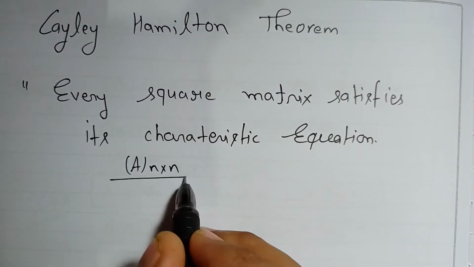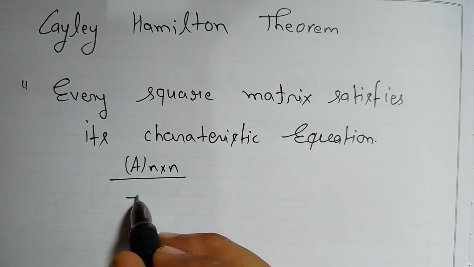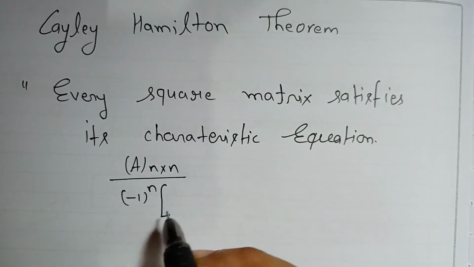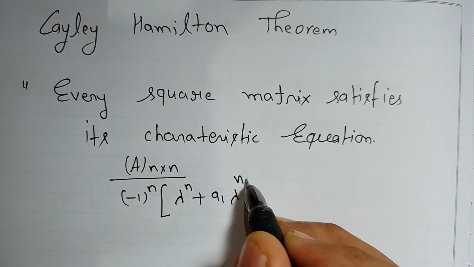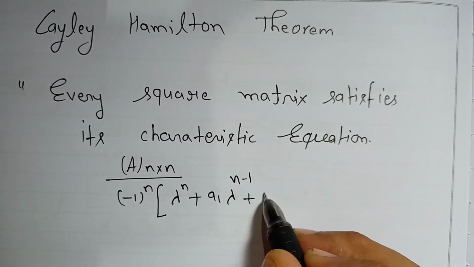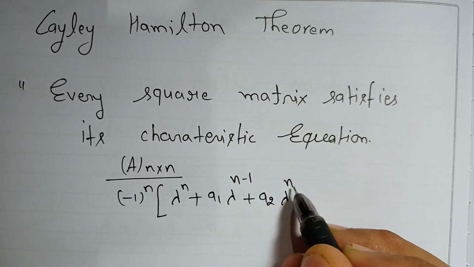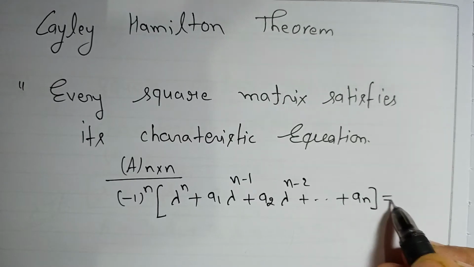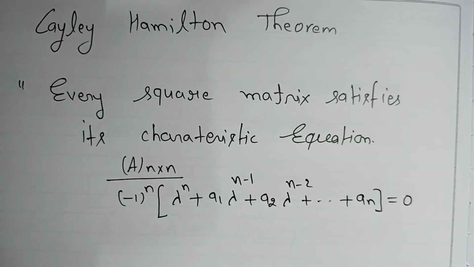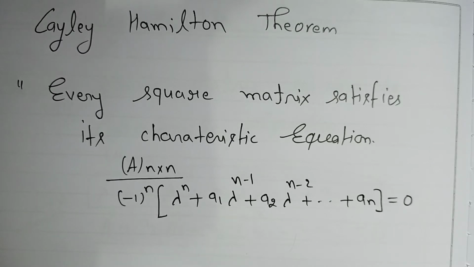So if you write the characteristic equation, that is (-1)^n lambda^n + a1 lambda^(n-1) + a2 lambda^(n-2) + ... + an = 0. So this is the characteristic equation. This theorem says that the matrix A itself satisfies this characteristic equation.